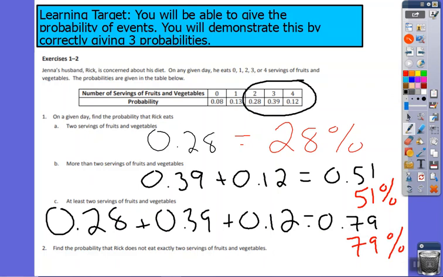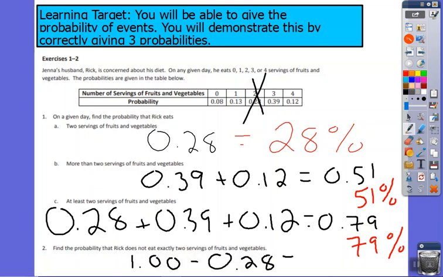Lastly, down at the bottom, find the probability that Rick does not eat exactly 2 servings of fruit and vegetables. Okay, so we don't want the 2, but we want everything else. I could take the time and add those 4 up, or I could just take 1 and subtract the 0.28 and see how much is left. And that nice easier way gets me 72% or 0.72.